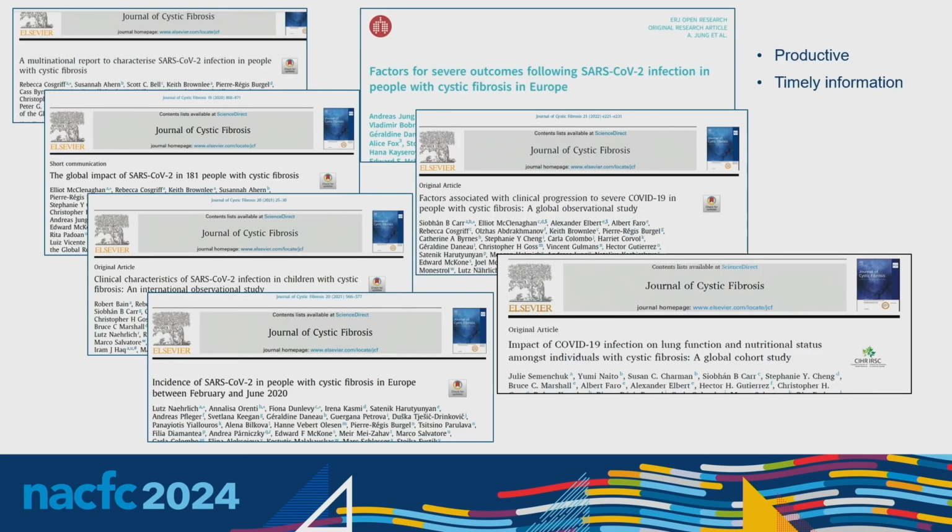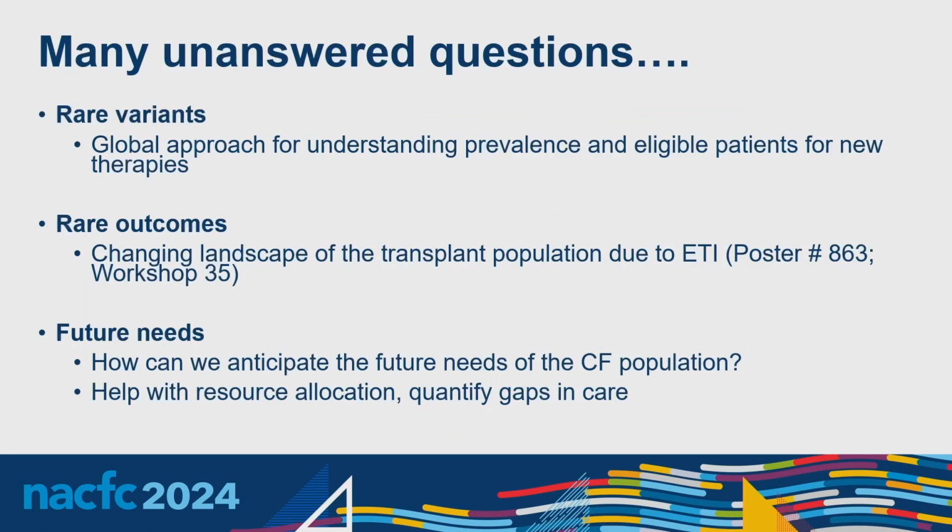And there's been many publications that have come from that work, and these are just a few examples of the publications, but it's been useful to get together and try and answer the question. But there are many other unanswered questions. Rare variants are another one that was mentioned earlier in this symposium. Rare outcomes are another thing that I think is going to require a larger, more global look at trying to understand what's happening with rare outcomes.